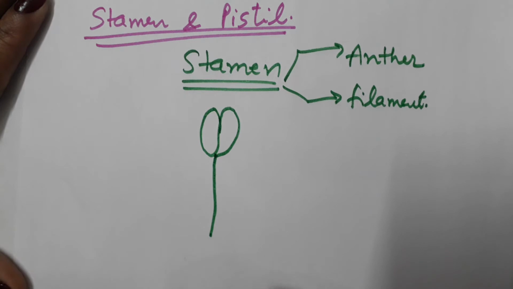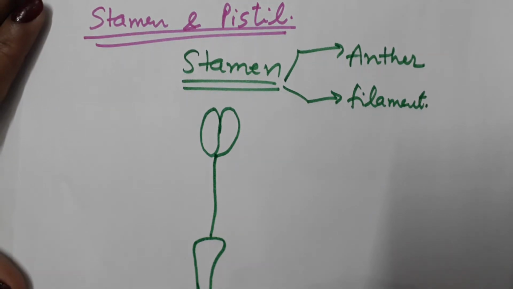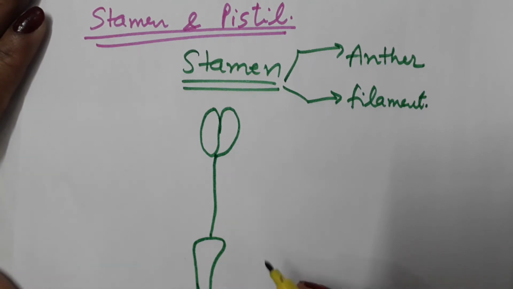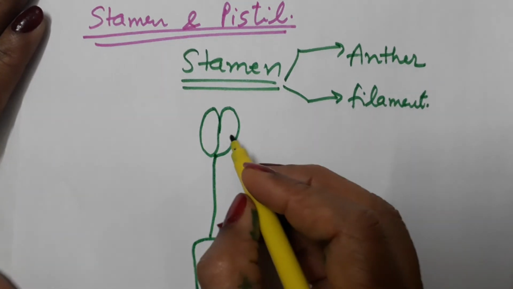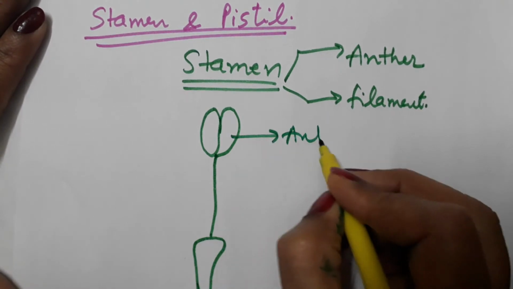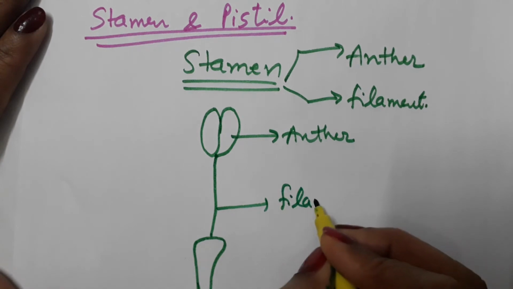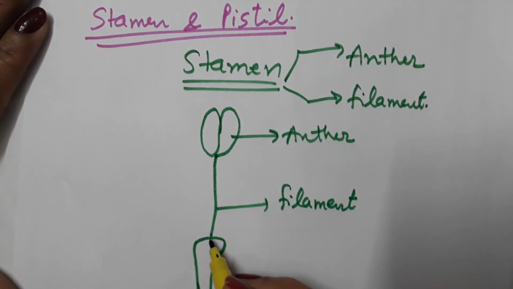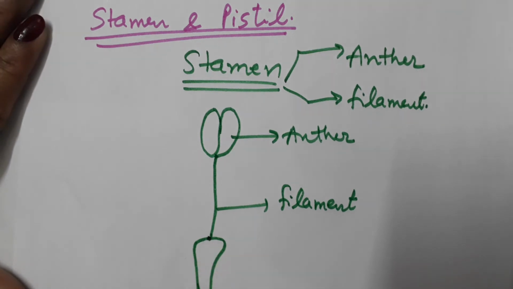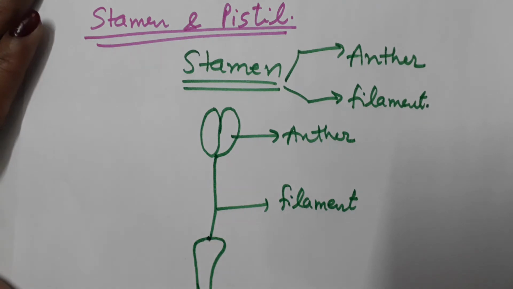The filament either is attached on the thalamus, or in some cases it may arise from the petals and represents the epipetalous condition. This is the lobed portion that is known as the anther, and this stalk-like structure represents the filament. The filament may arise from the thalamus, and in some cases it may arise from the petals and represents the epipetalous condition.